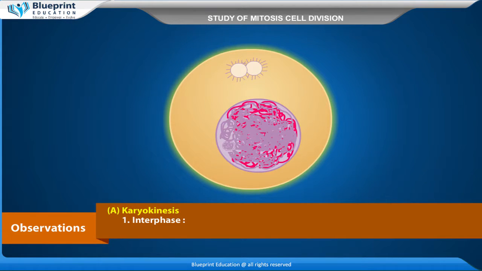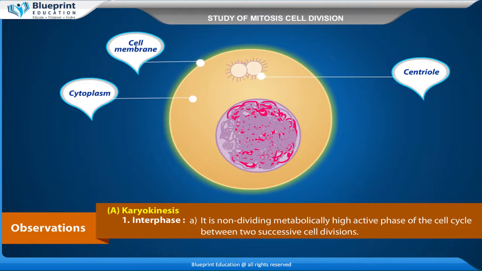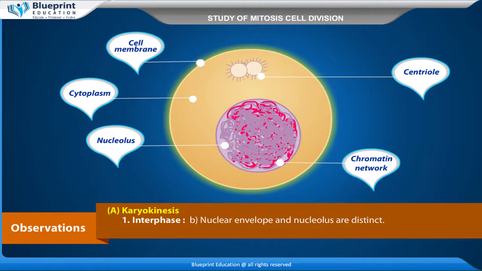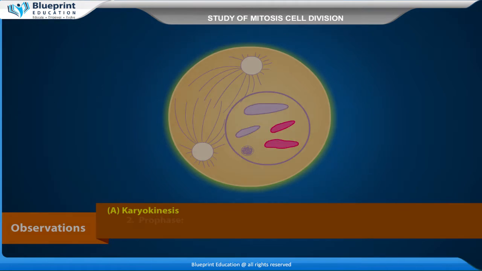Karyokinesis, interphase. It is the non-dividing, metabolically highly active phase of the cell cycle between two successive cell divisions. Nuclear envelope and nucleolus are distinct. Chromatin fibers appear, forming a network within the nucleus, and are not distinguished into chromosomes.